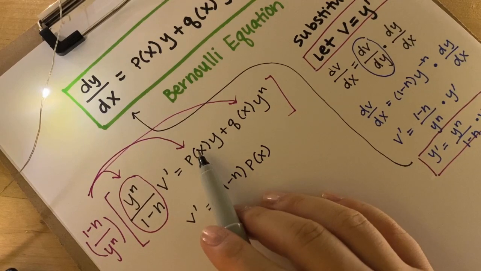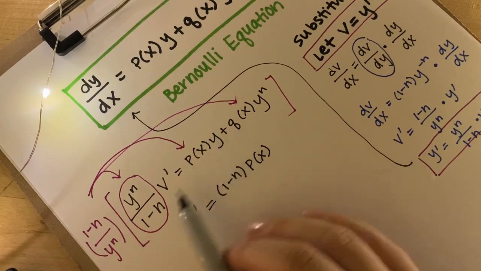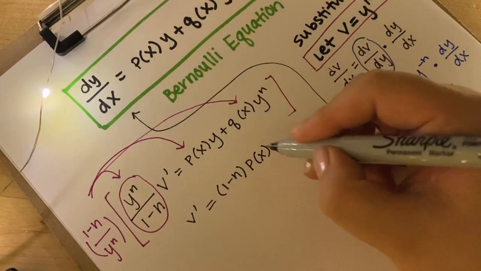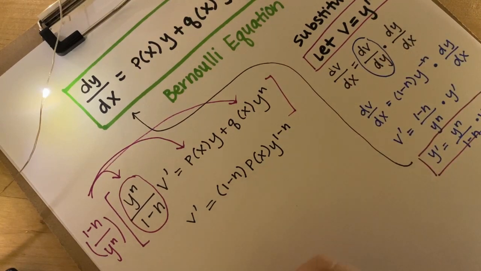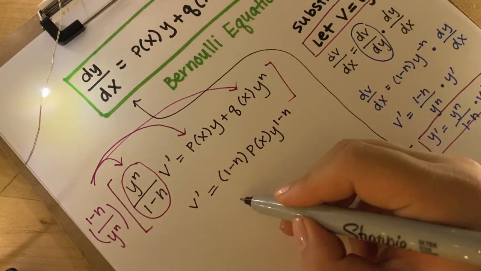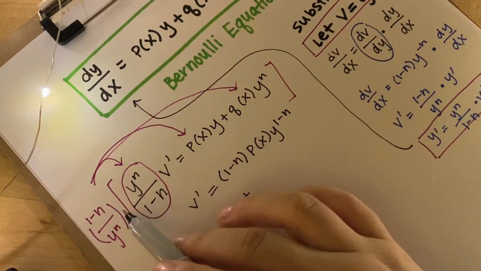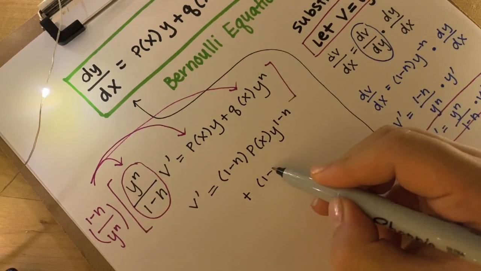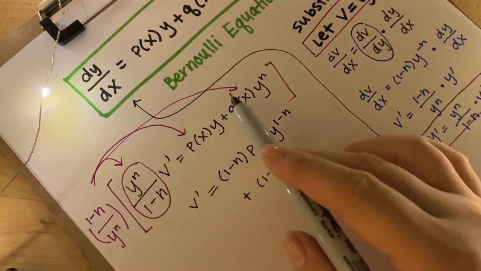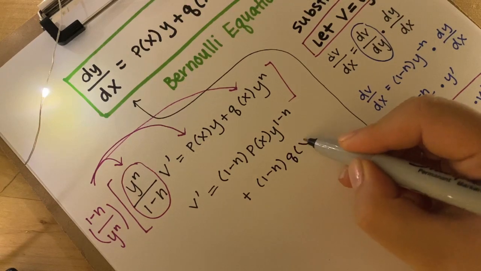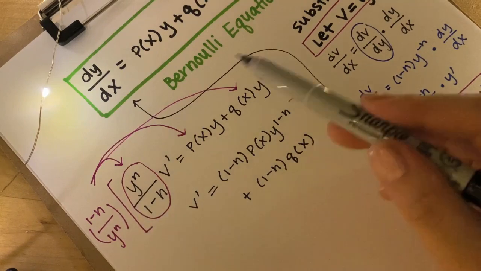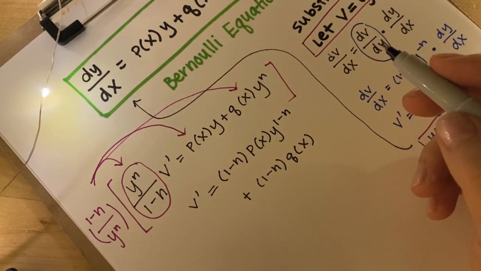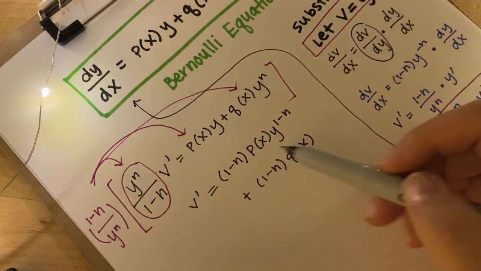times p of x, and then we have our y over y to the n, which we said earlier is y to the 1 minus n. Conveniently. Coincidence? I think not. So then we also have plus 1 minus n, which is just a number, times q of x. And then the y to the n divided by y to the n goes away. That's 1, so that goes away. And that is exactly why.